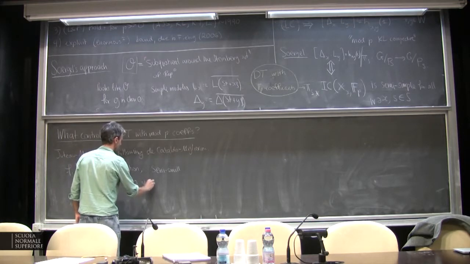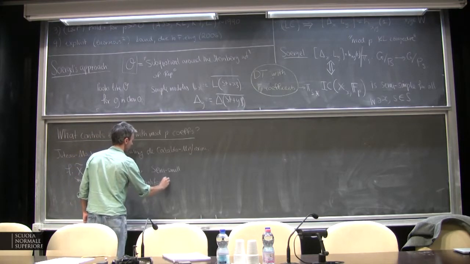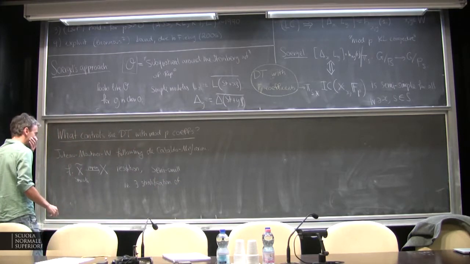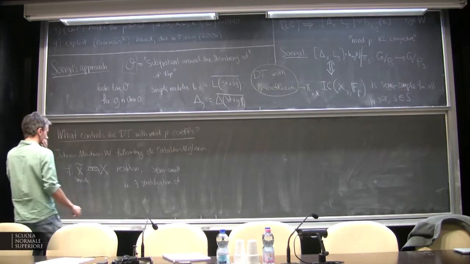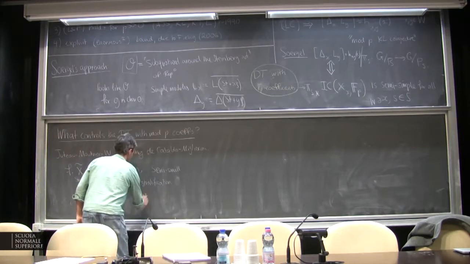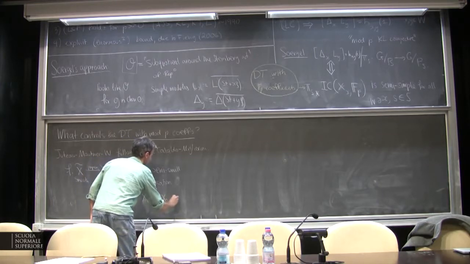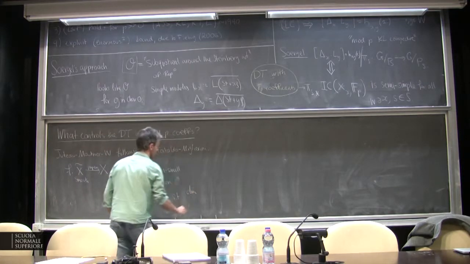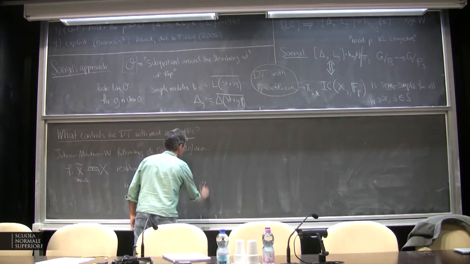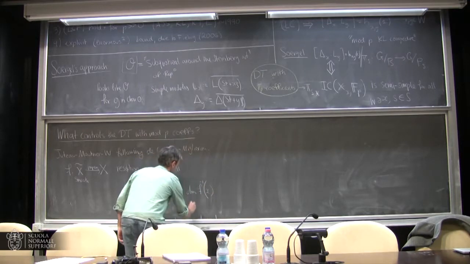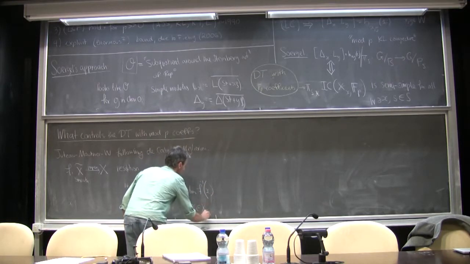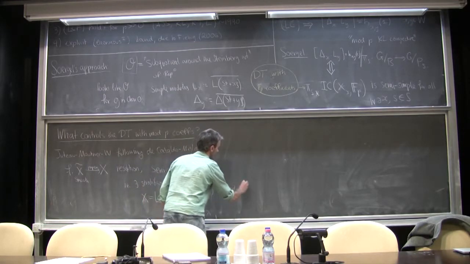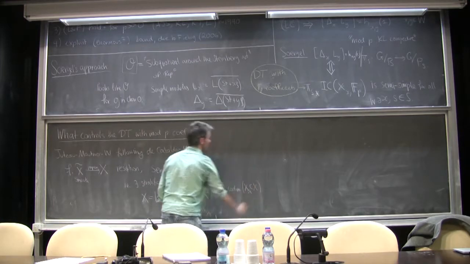there exists a stratification of x, x lambda, such that the dimension of the fiber over x in x lambda is bounded by half the codimension of x lambda in x.